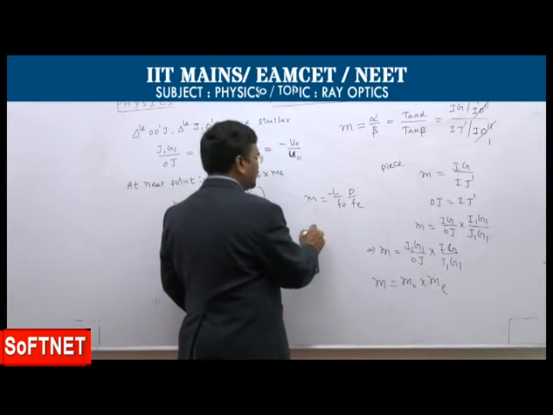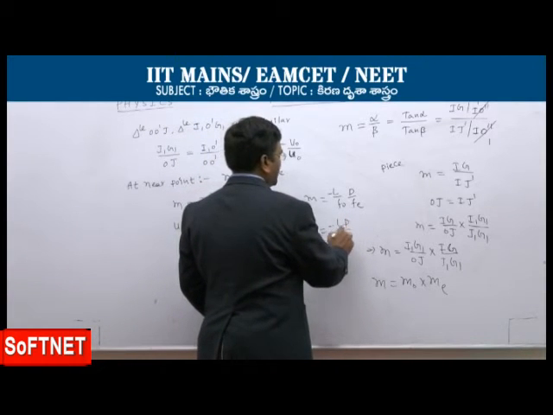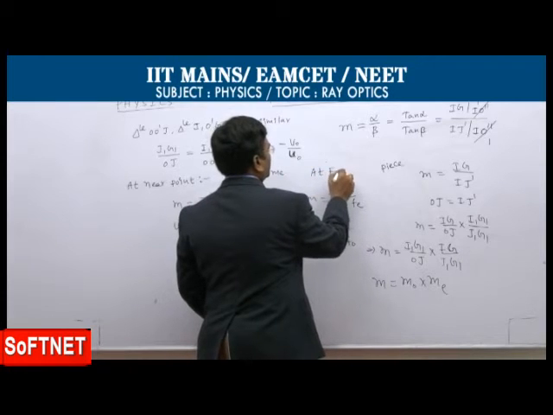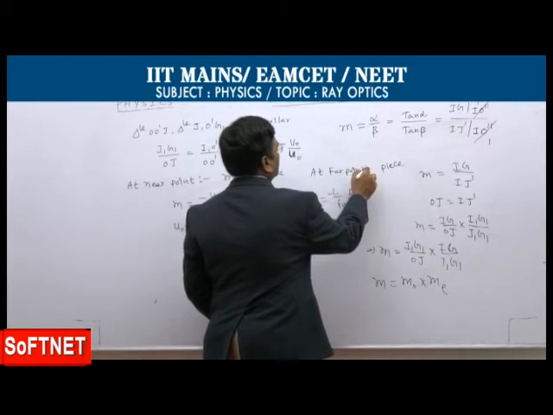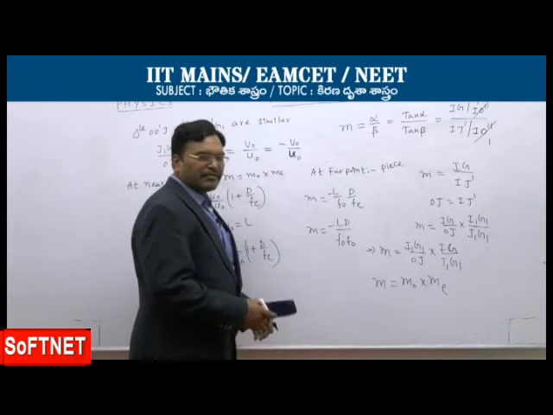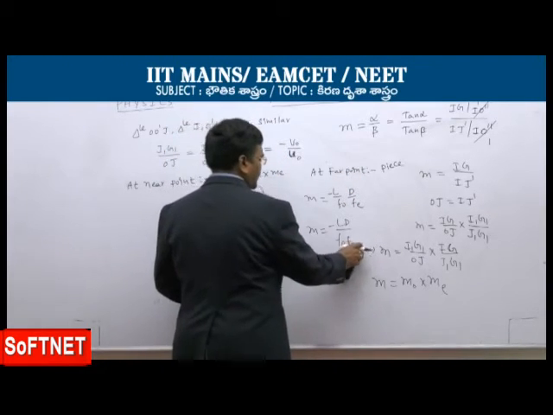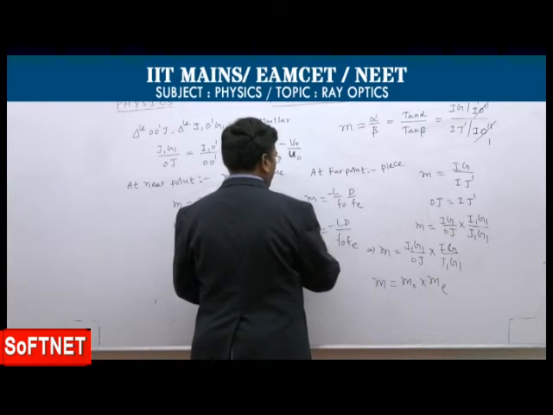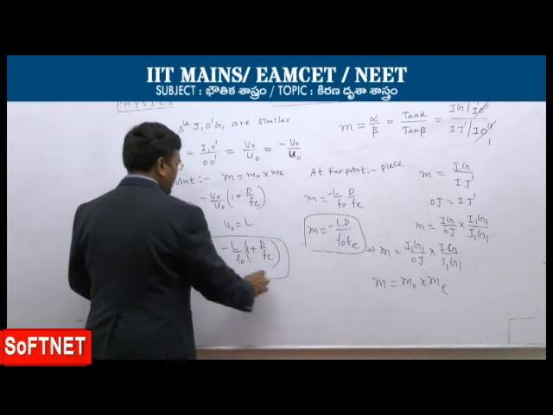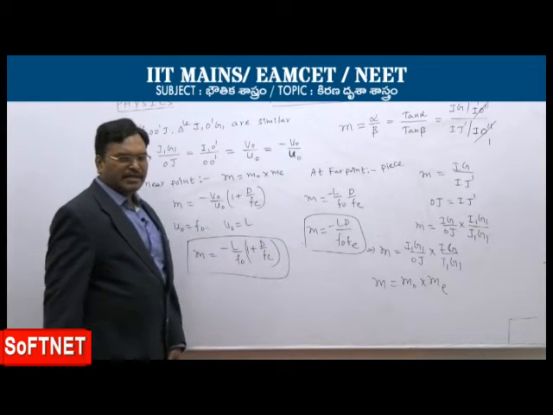Now, image forms at far point, magnification how much? LD by F naught into Fe. Image forms at near point, what is magnification? L by F naught into 1 plus D by Fe.